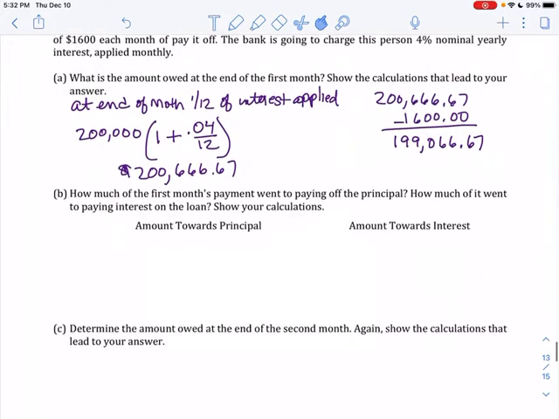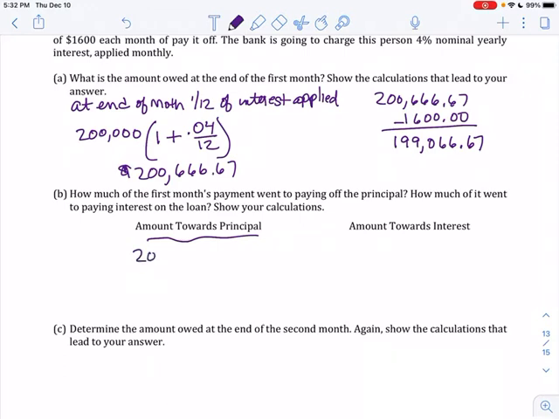So you can see I made a $1,600 payment, but that doesn't mean I owe the bank $1,600 less money than the $200,000. Part of that money goes towards paying off the principal, and part of that money goes towards the interest. So how much actually went towards the principal? That's what I'm going to figure out in part B.